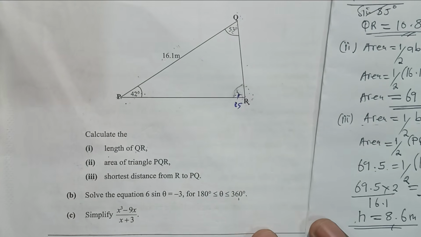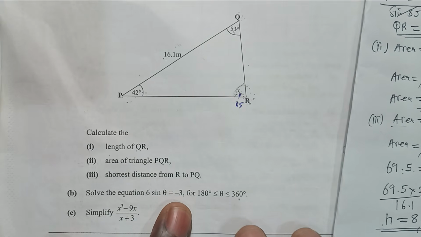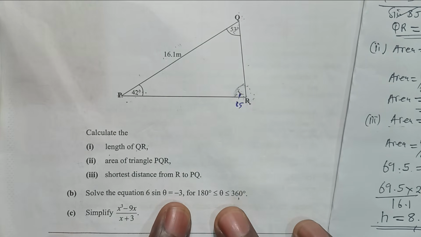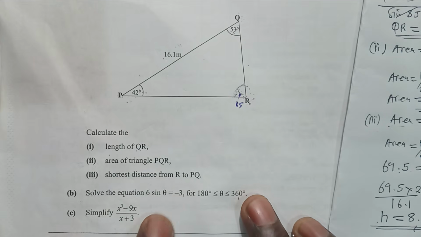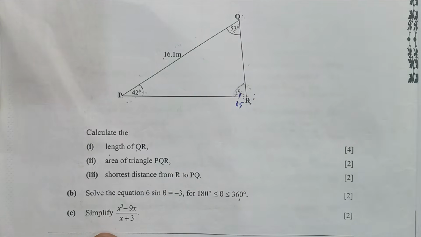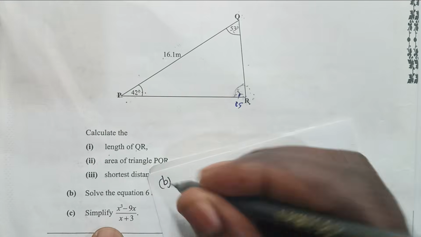The question goes on to say, which is now part B, solve the equation 6 sine theta equal to -3 for 180 degrees less than or equal to theta less than or equal to 360 degrees. That is part B. Then we are going to look at part C as we progress. So let's find the value for theta.